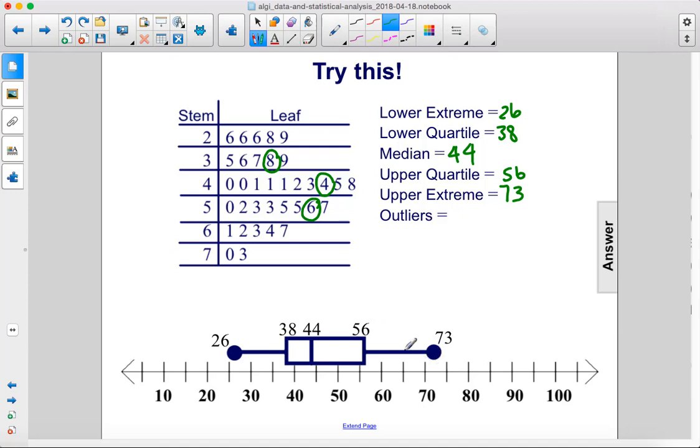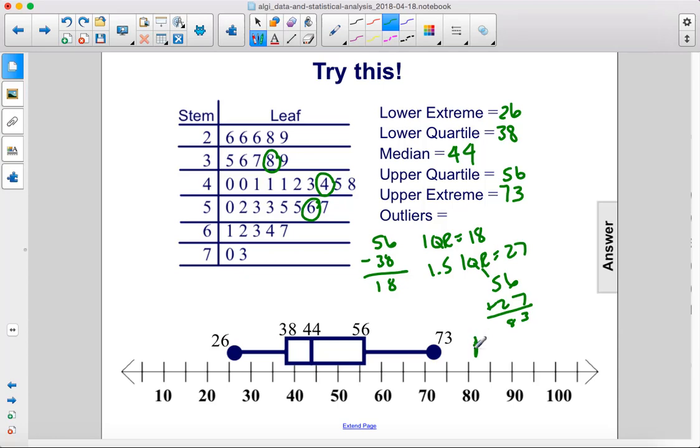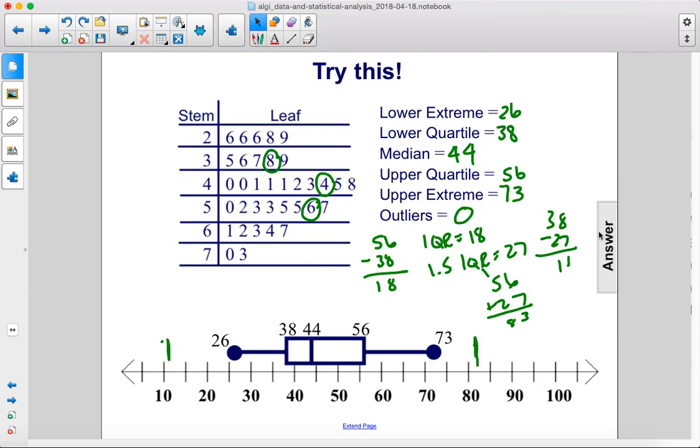Let's just verify that these are not outliers. So we have an IQR of 56 minus 38, and that's 18. IQR equals 18. So 1.5 IQR equals 27, because 18 times 1.5 gives us 27. So 56 plus 27 gives us 83. So 83 would be our upper limit, and we see that 73 is not past that point, so this is not an outlier. Then we take our 38, subtract our 27, and we get 11. So our lower limit is here, and so this 26 is well within the limits as well. So we have no outliers here.